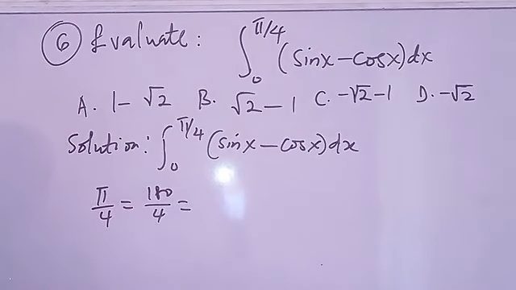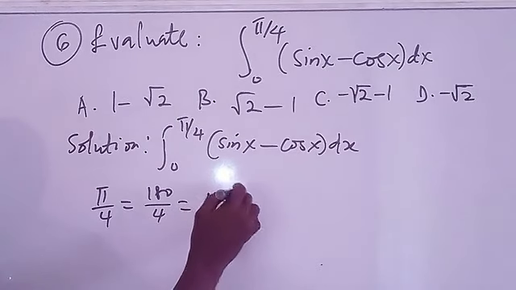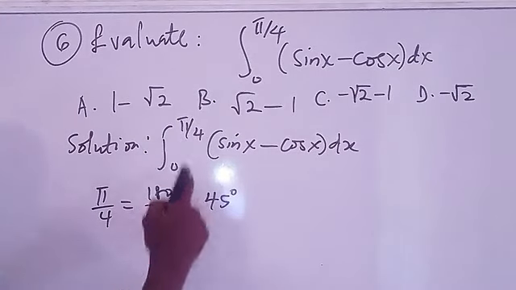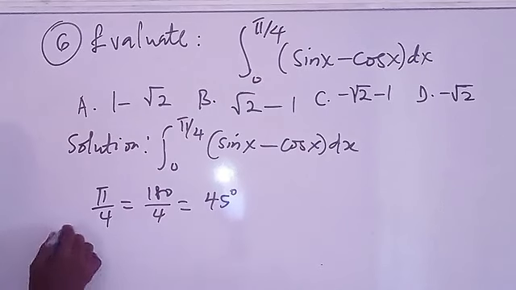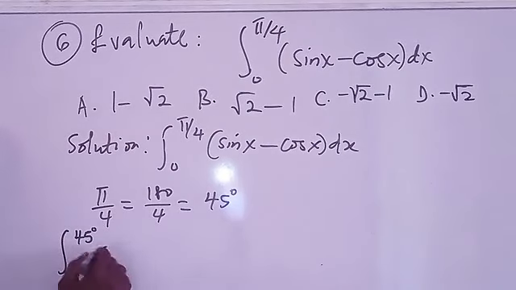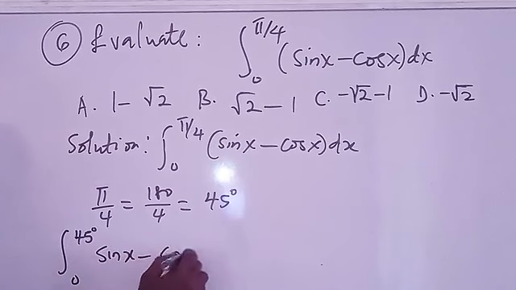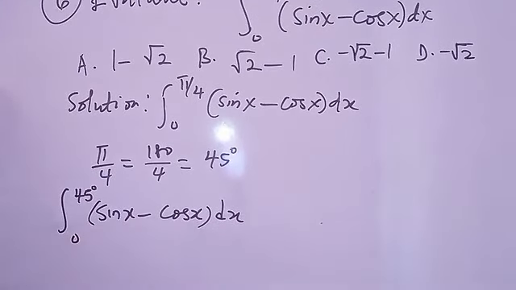So 180 divided by 4, what are we going to have? We're going to have 45 degrees. Therefore, pi over 4 will be 45 degrees. So we can have it to be 0 to 45 degrees now instead of pi over 4, then sine x minus cos x dx. Now from here, let's try to integrate each of these separately.